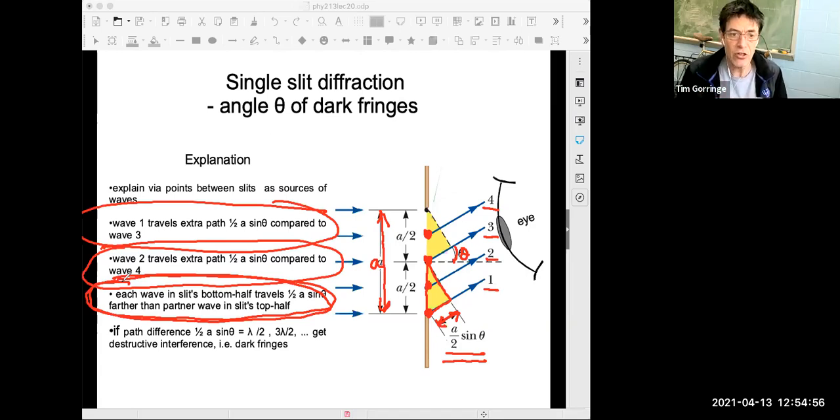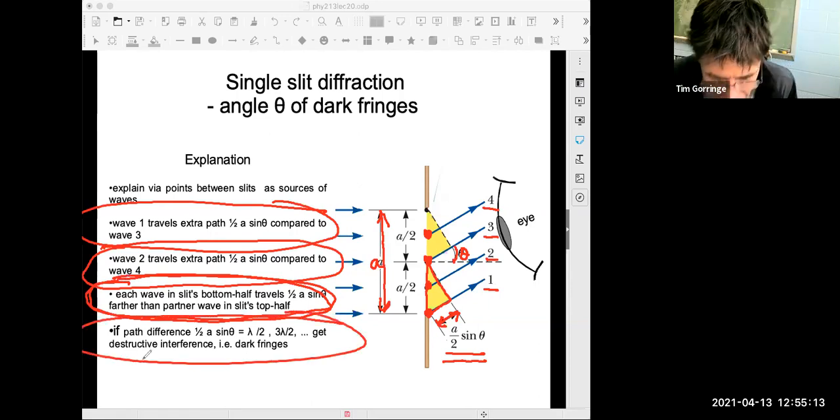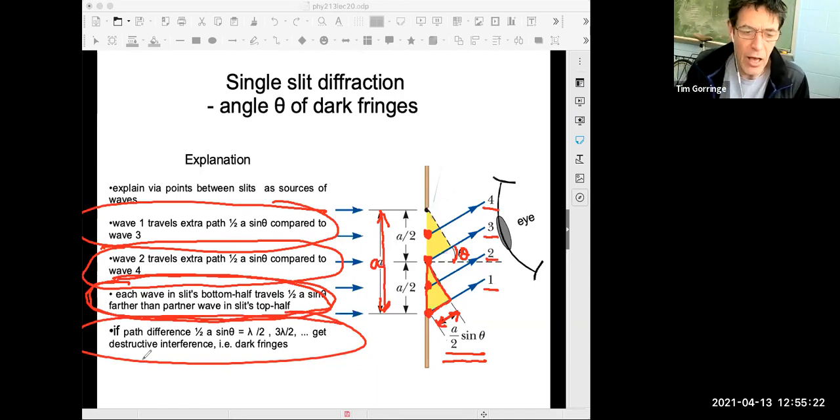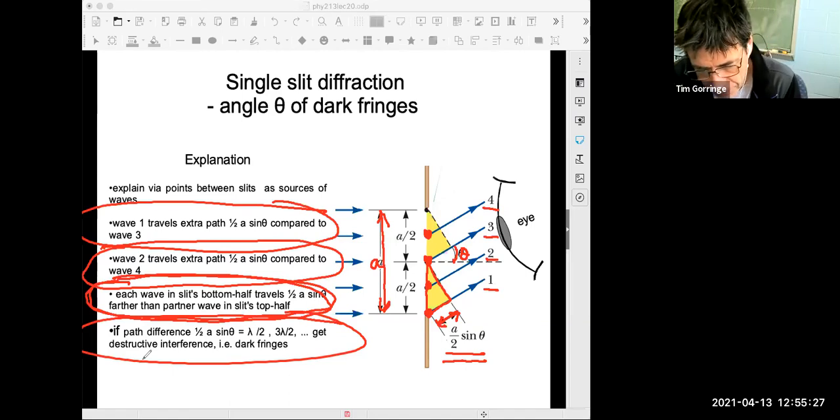And so this is the condition for destructive interference, for seeing a dark fringe. It's when that extra distance, 1/2 a sine theta, just from a bit of geometry, is either half a wavelength, or 3/2 a wavelength, or 5/2 a wavelength, or 7/2 a wavelength, and so on and so forth. And so that's the conclusion I've drawn down here at the bottom: I've found the condition that gives destructive interference. I've found the direction of the dark fringes based on understanding the interference of the wavelets emerging from the single narrow slit.